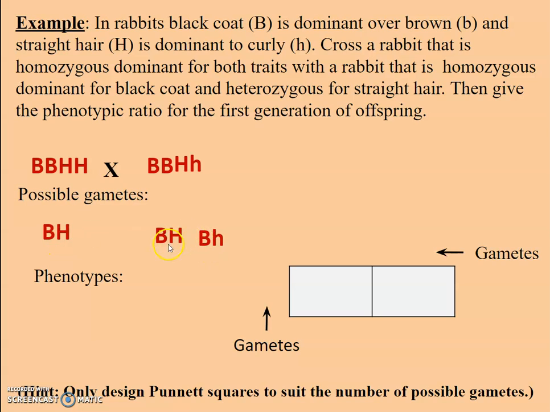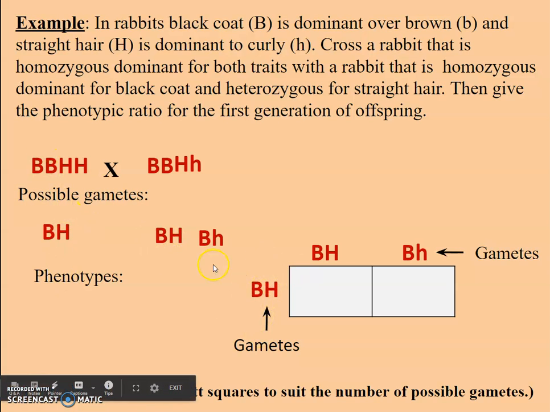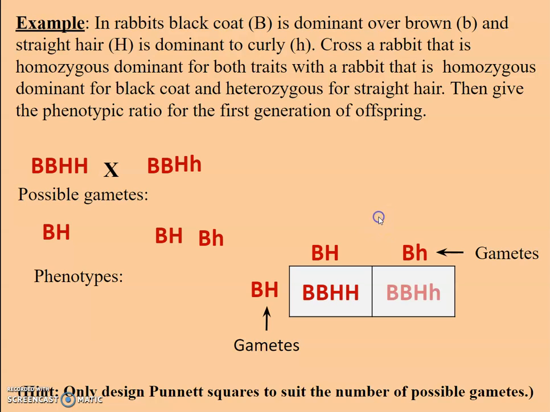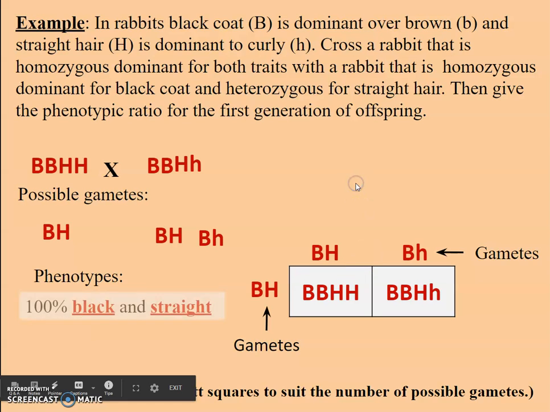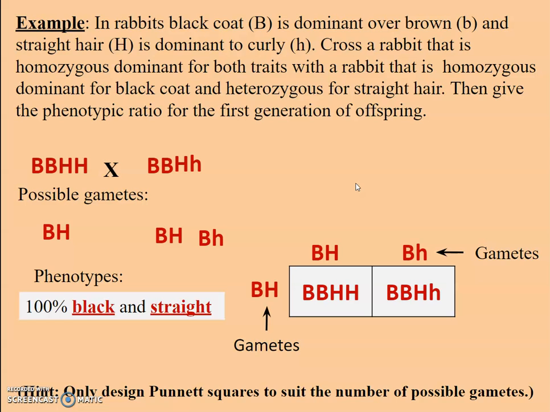So now that I have my little gametes here, I'm going to place one parent on the side. So this parent is on the side, and then this parent is on the top. Go ahead and fill out those boxes. And that's going to be the chance of the offspring being one or the other. And you should also find the phenotype is that it's going to be 100% black and straight. Because for both of these are black and both of these are going to show straight.